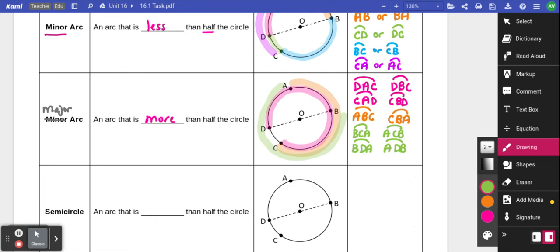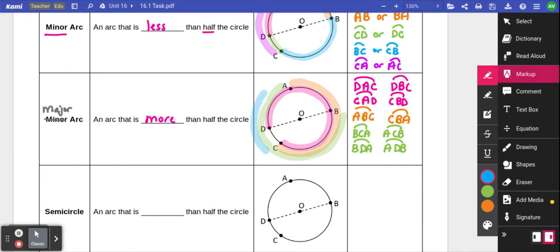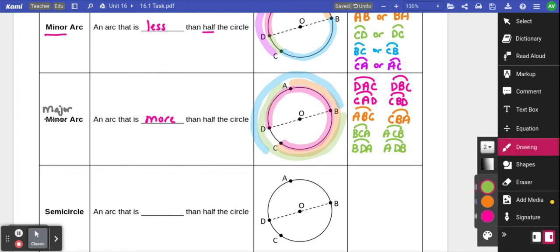There are lots more major arcs in this picture. I'm going to show you just one more that we could name. We could name the one that starts from C and goes all the way around to B. If we wanted to name that major arc, we could call it lots of different names. An example would be CDB, or we could reverse that and call it BDC. We could also call it CAB, and we could reverse that and call it BAC. You kind of hopefully get the idea that we can name these arcs lots of different ways. It's just this has got to be one that's bigger than halfway around the circle.